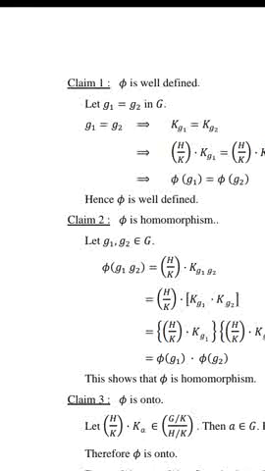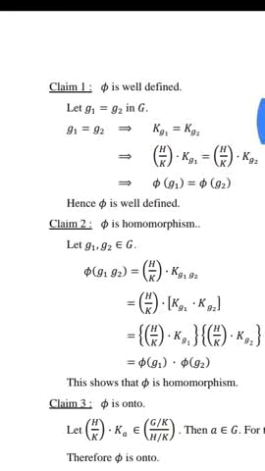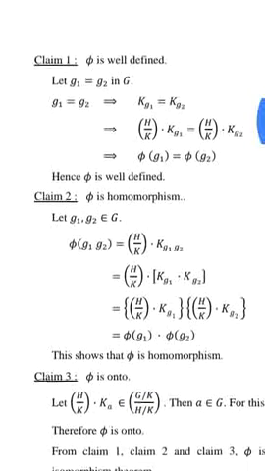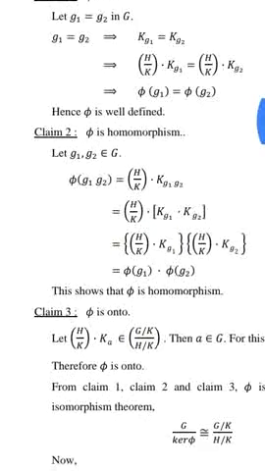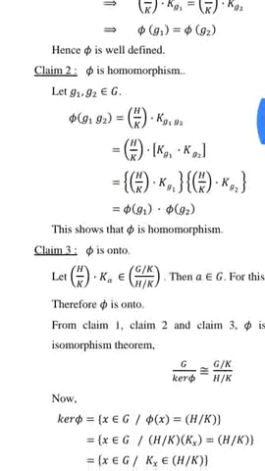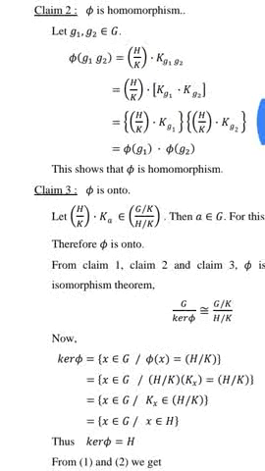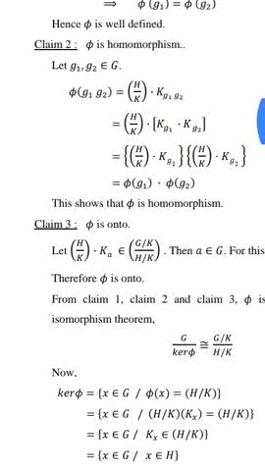Let g1, g2 in G with g1 = g2. Therefore Kg1 = Kg2, so (H/K)Kg1 = (H/K)Kg2, therefore phi(g1) = phi(g2), and hence phi is well defined. Now we have to prove that phi is a homomorphism.